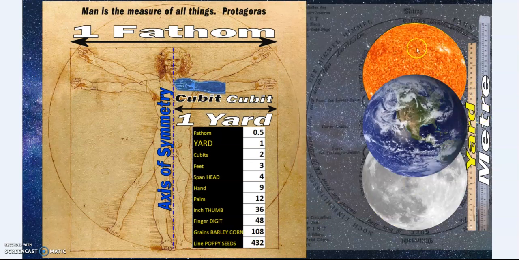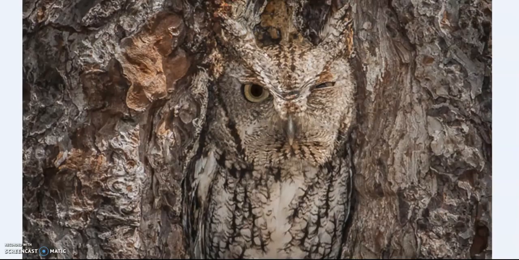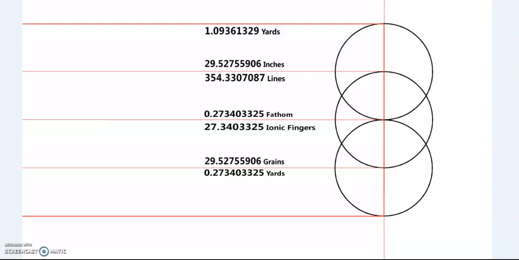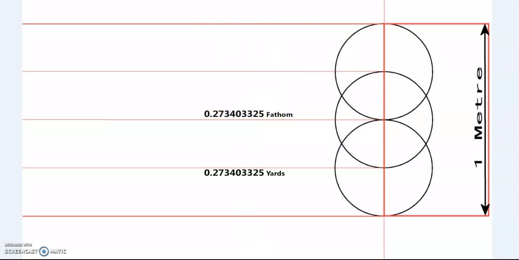So the yard, the meter, and sun, earth and moon, but also the planets. And we'll look at that now, and things hidden in plain sight. So again, that double vesica, 1 meter, that would be 1 meter from there to there. I think I've got that. Okay, 1 meter equals 1.09 etc. yards. And I've also got these breakdowns in different units, we'll come to those in a moment.